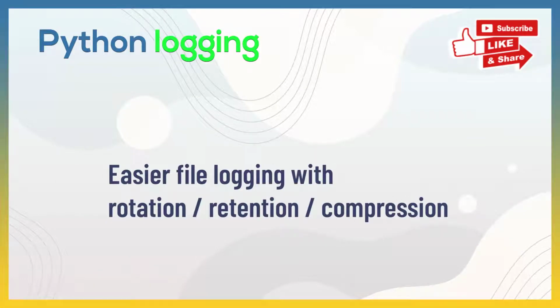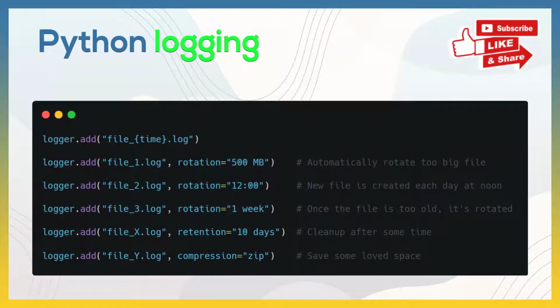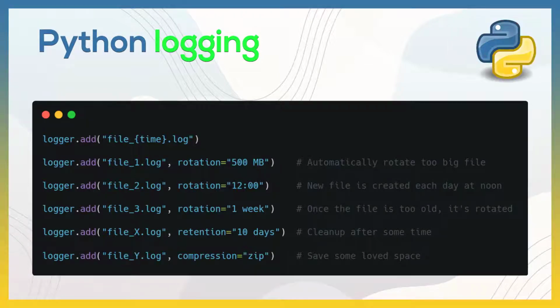My favorite part is making easy logging with rotation, retention and compression. So we can define our logger by putting a simple name on it, and we can also use a predefined value, like using the time in braces and the file will be automatically generated with the time. Then we can put a rotation. For example, if the log file is bigger than half a gigabyte, make a new one, or you can make another rotation each day at 12 o'clock, make a new file. So that's about the rotation.